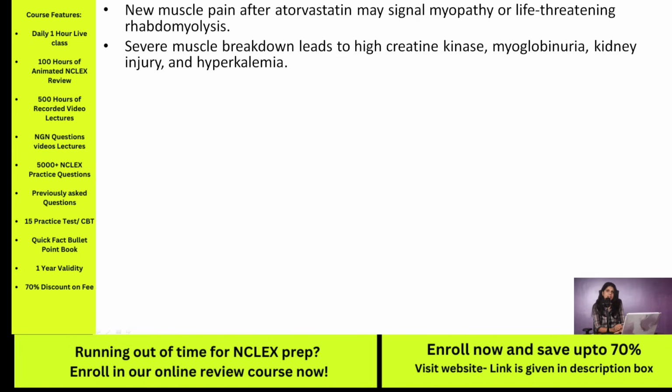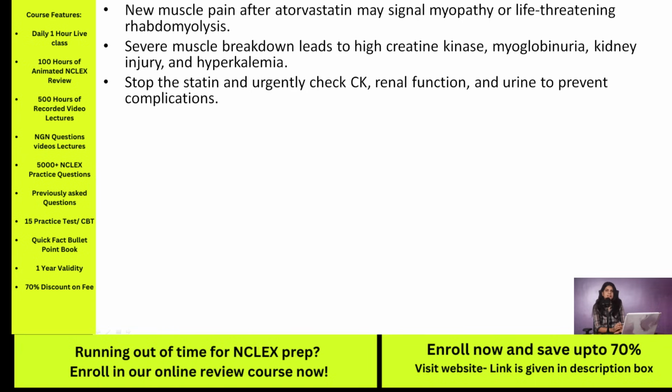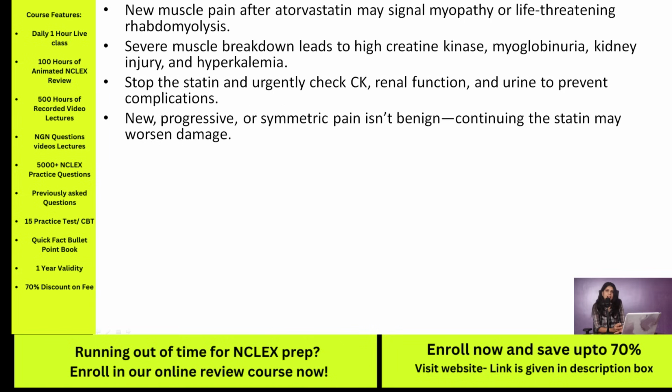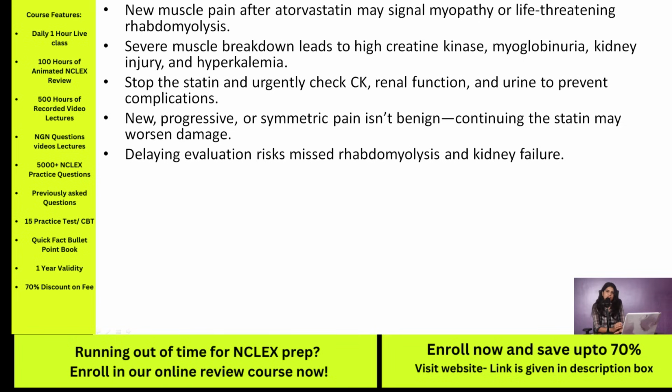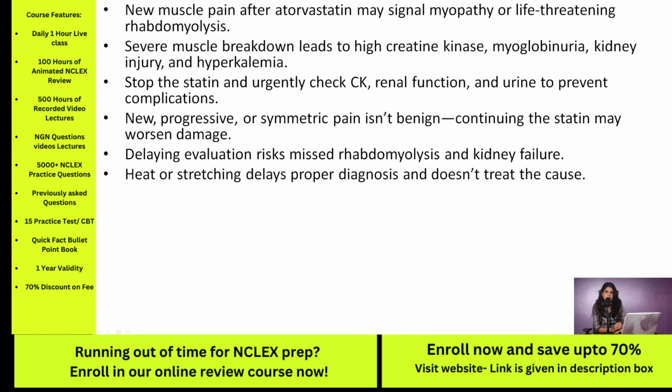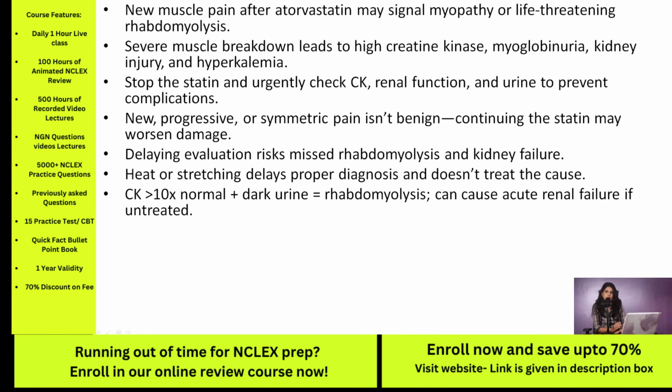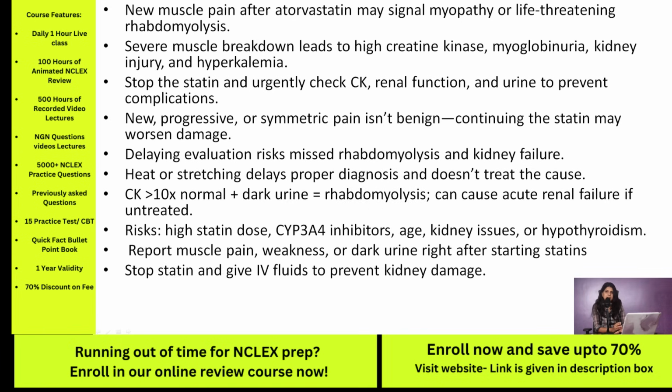Rhabdomyolysis can result in elevated creatine kinase levels, release of myoglobin into the bloodstream, acute kidney injury, and life-threatening electrolyte imbalances, such as hyperkalemia. Immediate discontinuation of the medication and emergency evaluation are necessary to prevent serious complications. Continuing the medication or delaying evaluation would be unsafe and may worsen muscle injury.